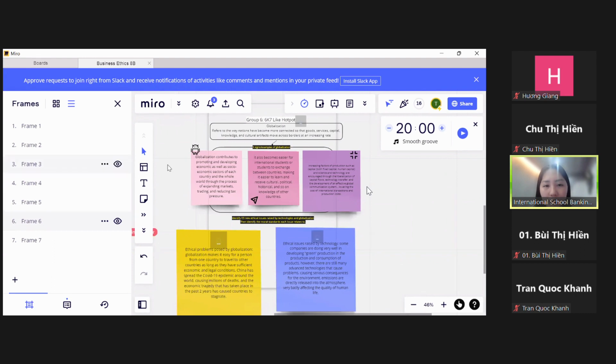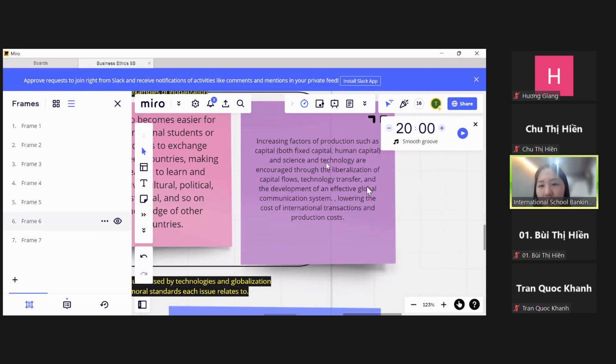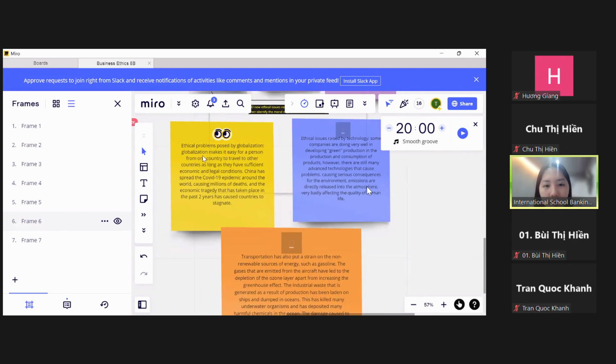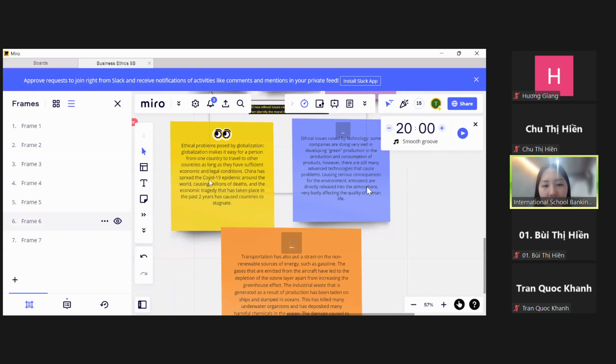Group six, hot pot. Okay, so very good one right here. You say that promoting and developing economy is a sign of globalization. It is true, and also, student exchange program, also an example of globalization, very good. And increasing factors of production, exactly, is the result of globalization. And let's look at ethical problem. Ethical problem posed by globalization, make it easier for people to travel from one country to another. And also it spread the COVID-19 around the world. Okay, this is a very good ethical issues.